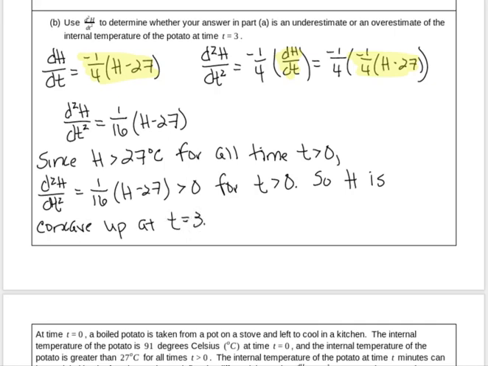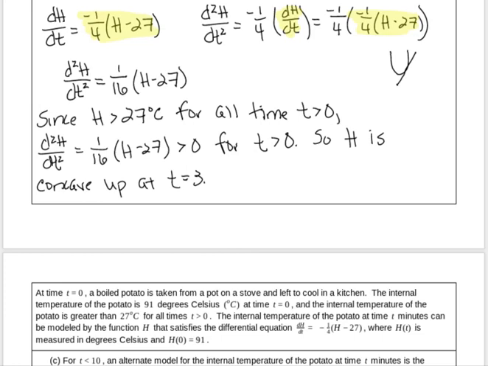I forgot to talk about that. Sorry, I kind of got ahead of myself. In order to determine whether it's an over or underestimate from the second derivative, we look at concavity, right? So the second derivative is positive, which tells us the function is concave up. And if we have a function that's concave up and we draw a tangent line, we get an underestimate. So h is concave up at t equals 3. Therefore, we found an underestimate.